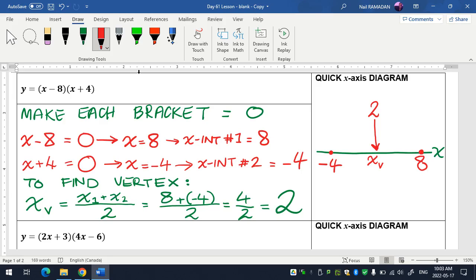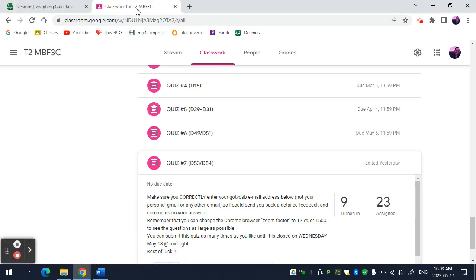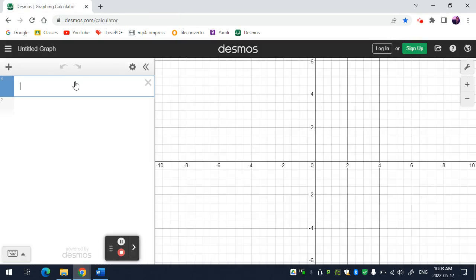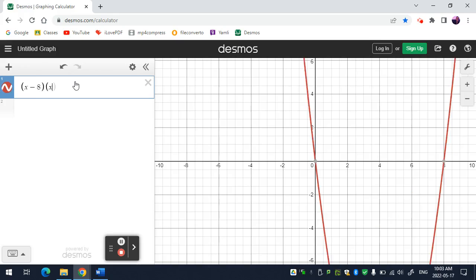How can you check that these numbers make sense? What website do you use? Desmos. So everyone, just give me a second here. I already have Desmos up. There we go. What is it? X minus 8. Everyone, eyes on the screen. X plus 4.